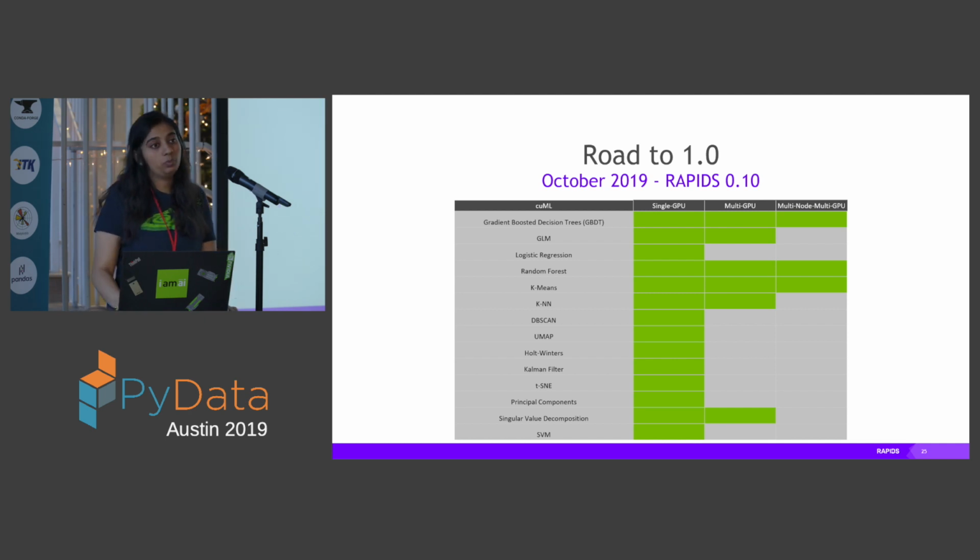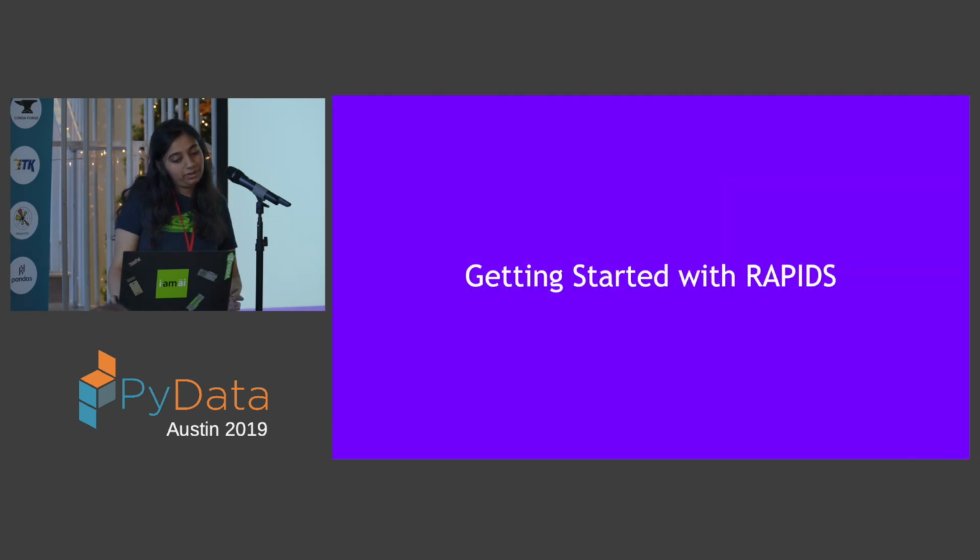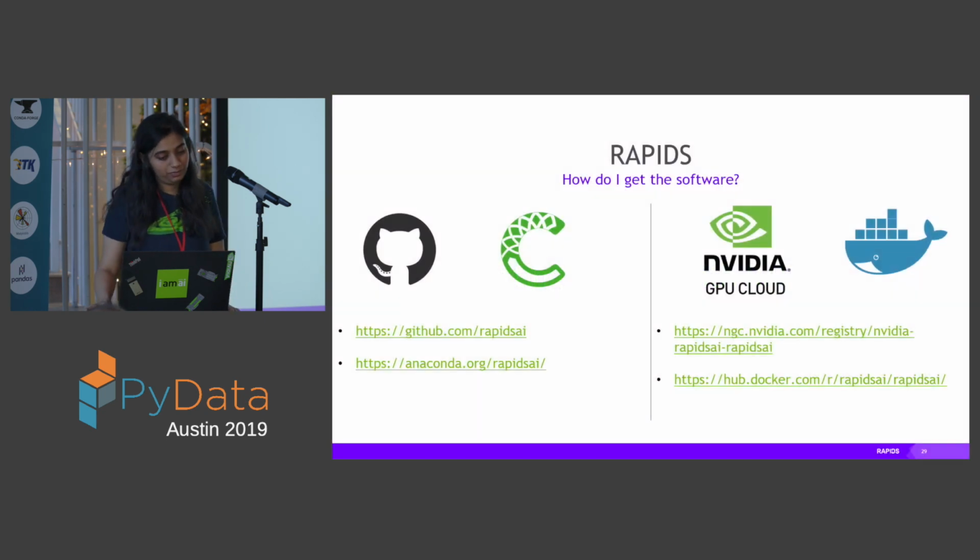Right now, we released our 0.10 version in October 2019, and like I said, we have our 0.11 coming next week. These are some of the features that we have. And we have added a lot of multi-node, multi-GPU algorithms for the next release. Hopefully in March 2020, we hope to be done with the multi-node, multi-GPU versions of almost all algorithms, other than a few.